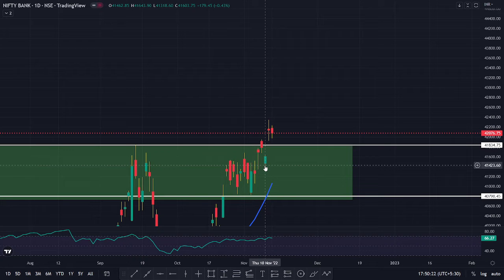Now, again, on the trading session beforehand, on Friday, we also had a very nice gap up above the resistance zone, but none of these candles turned into green, which means that the selling pressure is still very high on Bank Nifty, right? The selling pressure is still very high on Bank Nifty.